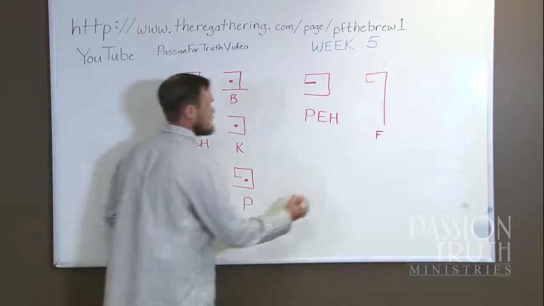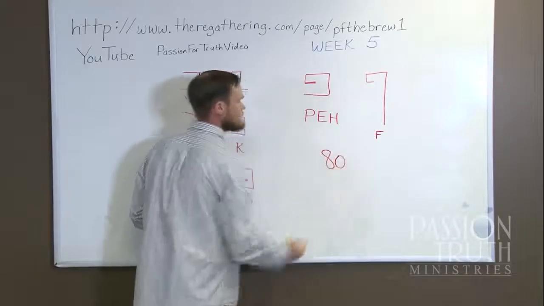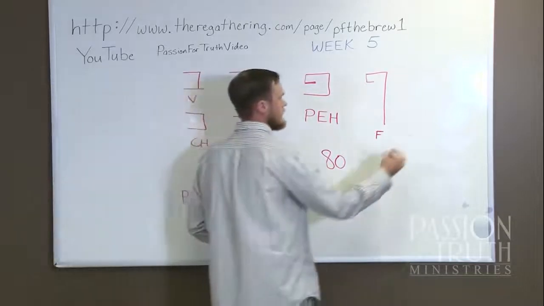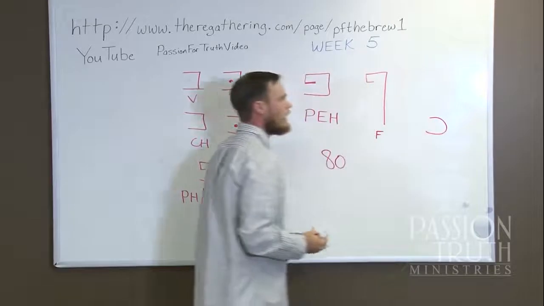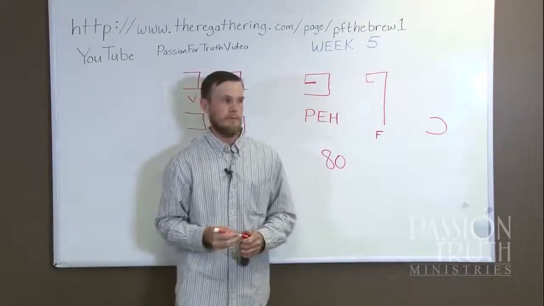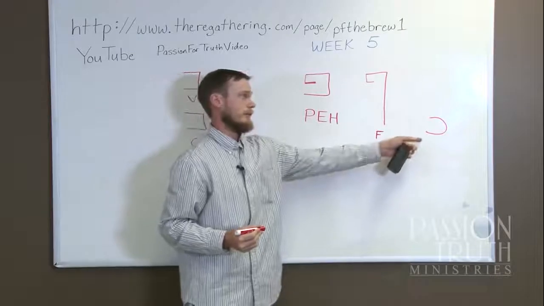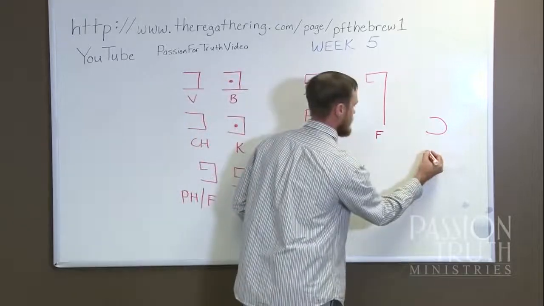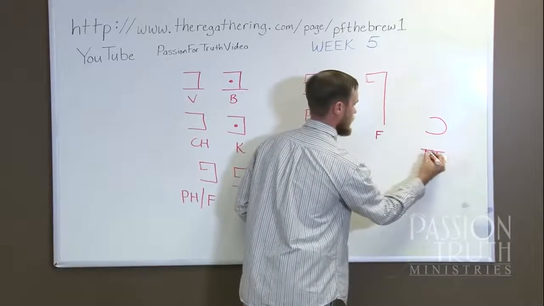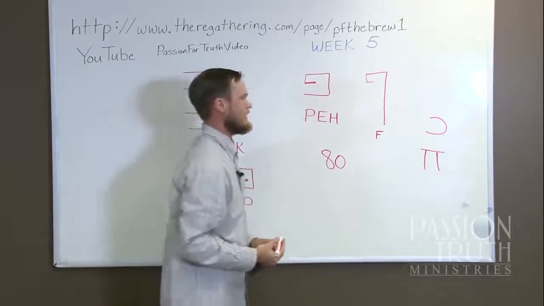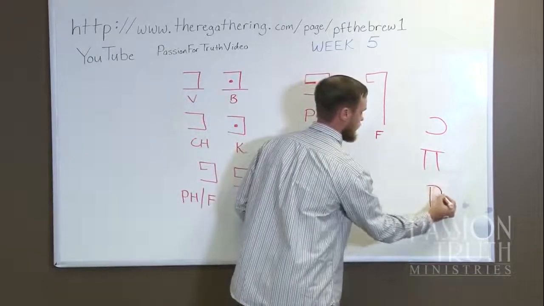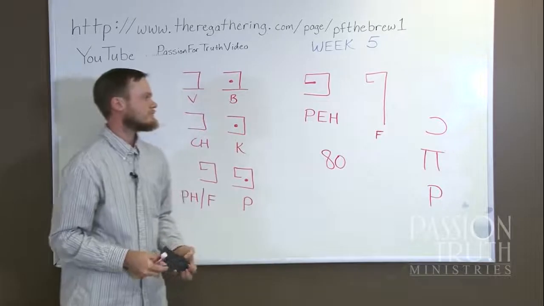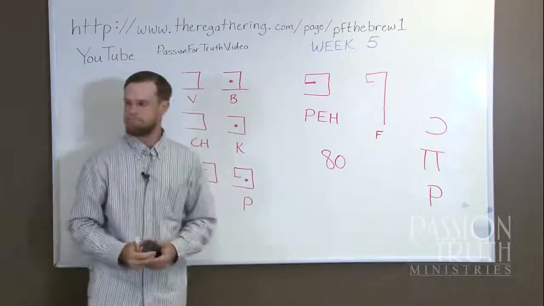The numerical value of pei is 80. And in Paleo-Hebrew, pei looks something like this. The Hebrew word pe means a mouth, and that is what this is depicting, a mouth. Pei became the Greek pi that we all know and love, and that eventually became Latin P. Any questions about the pei?